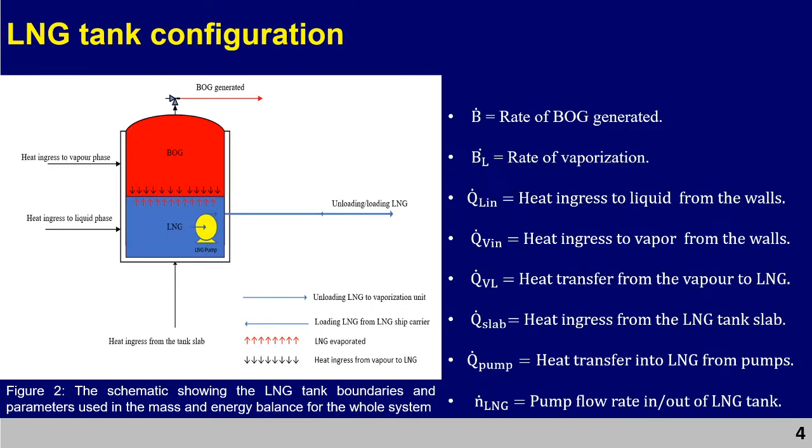You have the LNG tank configuration, and you can see the heat ingress into the tank from the liquid phase, heat ingress to the vapor phase, the heat ingress from the tank slab, also the heat ingress from the BOG into the LNG, and you can see the generation of BOG and unloading. The terminology is used to derive the analytical solution and to modify the mass and energy balances in MATLAB.